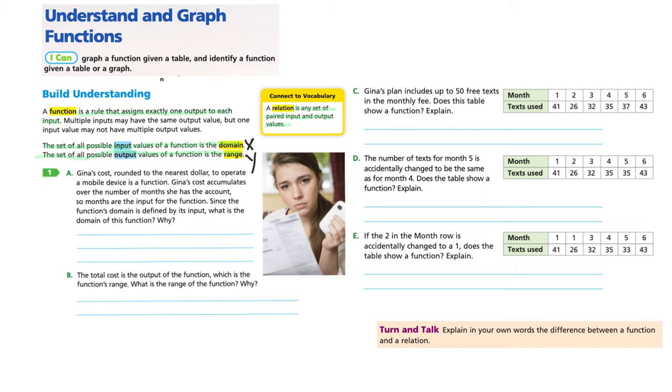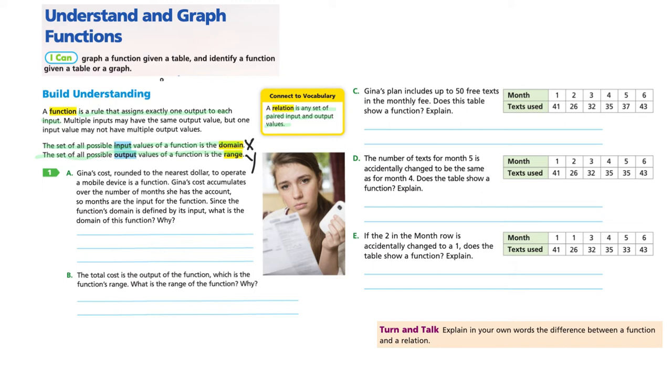Gina's cost accumulates over the number of months she has the account. So months are the input for the function. Since the function's domain is defined by its input, what is the domain of this function and why? So I'm going to have you pause in just a minute. We'll look at all these questions and then you can work on it. Then we'll go through it together.